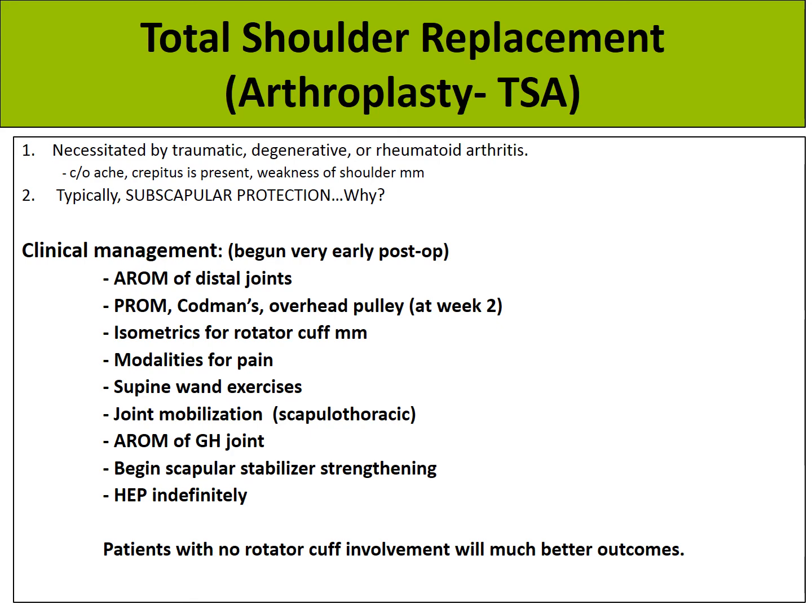As mentioned, we are going to begin with active and passive range of motion right away. We're going to do isometric exercises for the rotator cuff. We'll have modalities for pain. We'll be looking specifically at their scapular-thoracic joint mobilization so that we have that good scapular-thoracic rhythm that we want to develop, and make sure that there aren't any adhesions binding down the scapula. And we're going to do a lot of scapular strengthening for all of our scapular stabilizers so that we can have that normal glenohumeral scapular-thoracic rhythm.